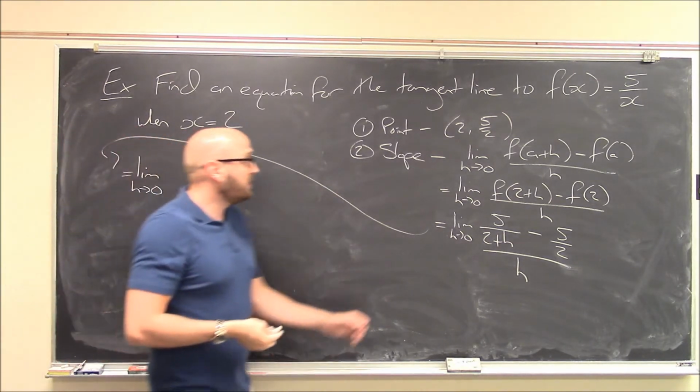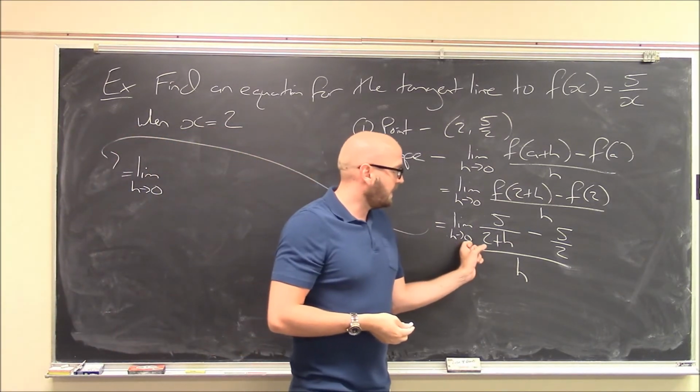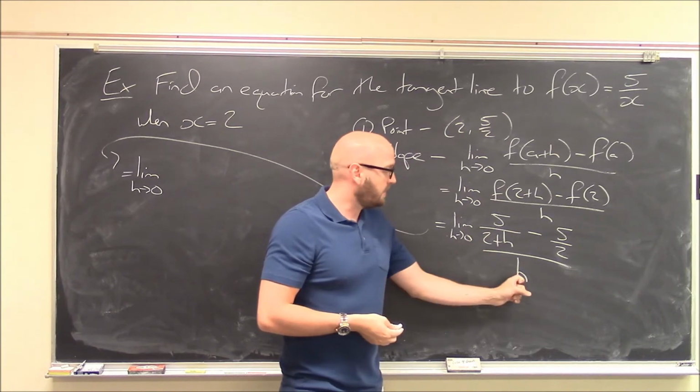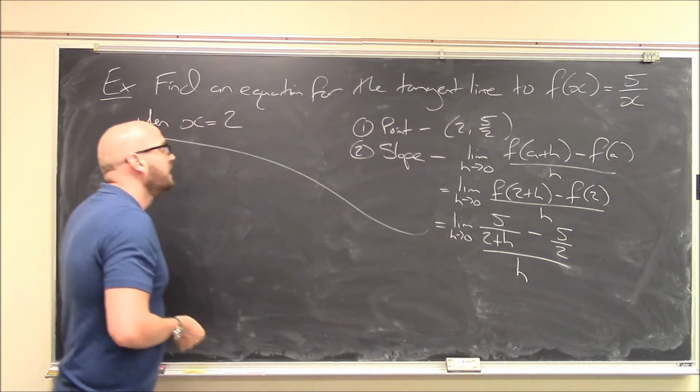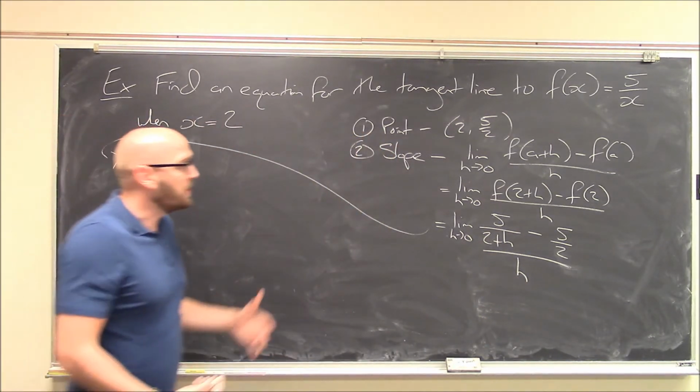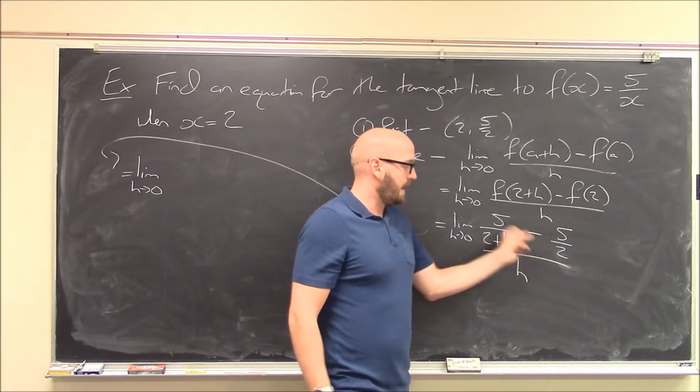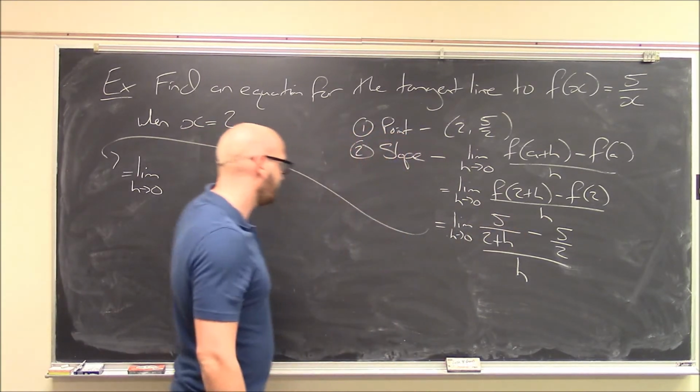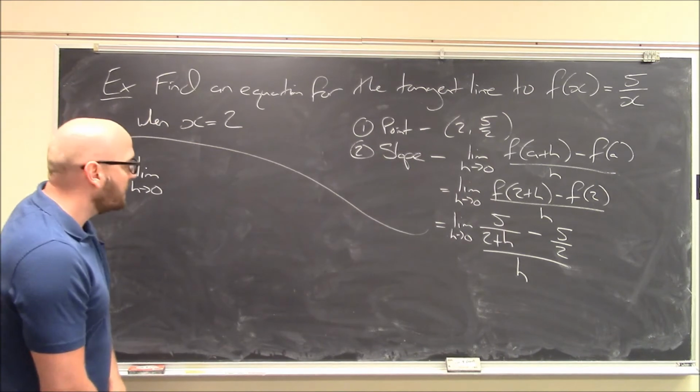So as always, I'm in this position, I can't just plug in h equals 0 because I'm dividing by 0 if I do that. So what I have to do is try and simplify the top somehow and get an h to cancel. So what can I do to simplify the top?